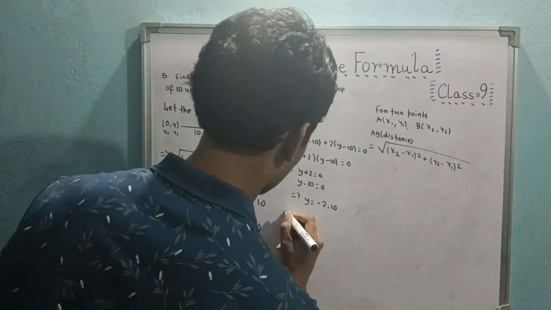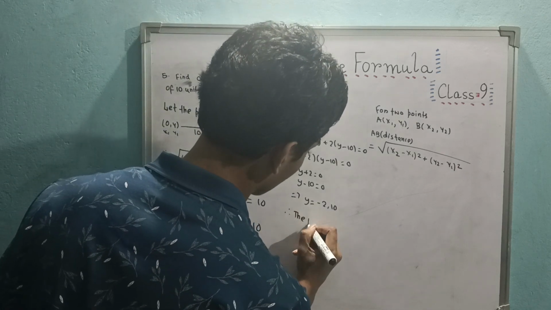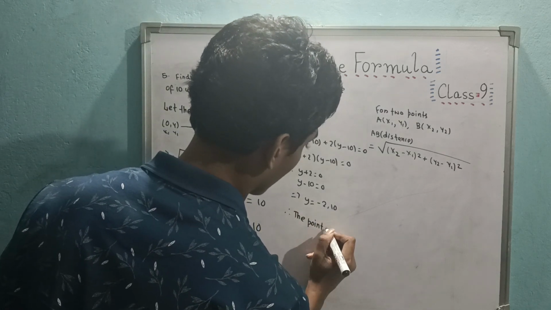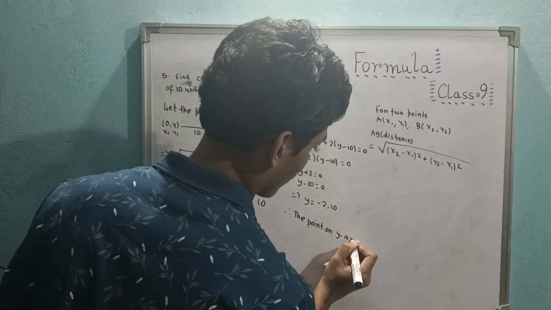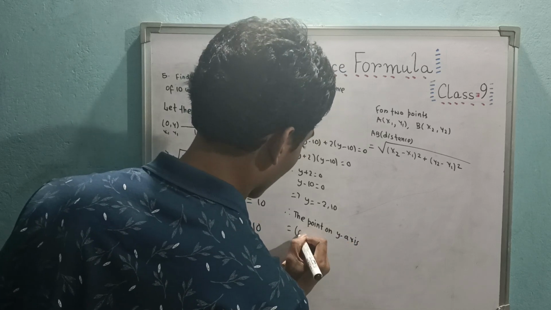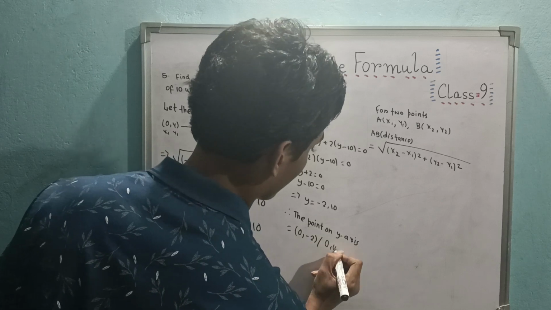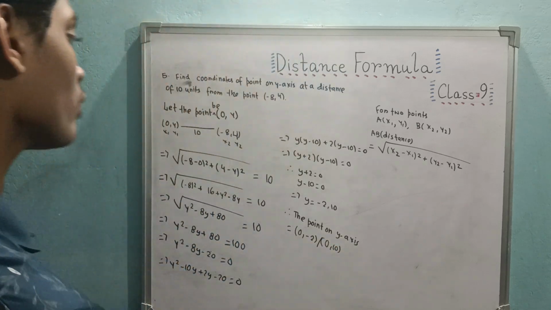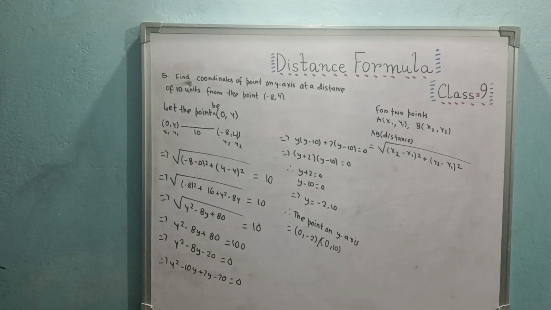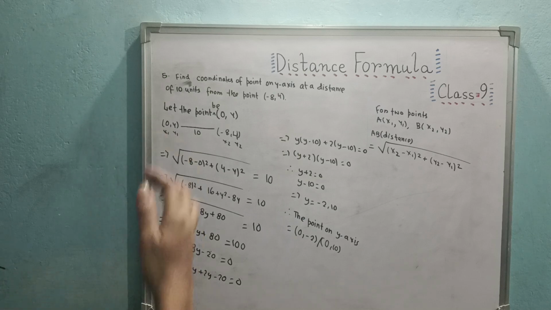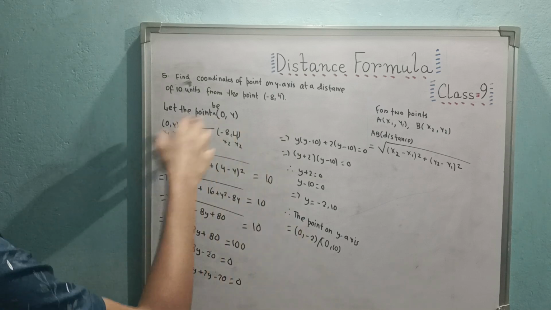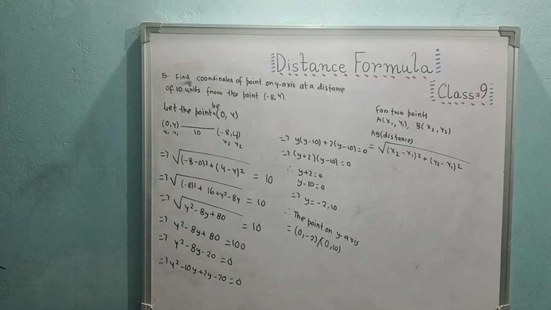Therefore, the point on the y-axis is 0 comma y, the first one 0 comma minus 2, or 0 comma 10. Two points are possible, because two values of y are there. So these can be the points on the y-axis at a distance of 10 units from this point. So that's the answer. I hope it's clear to you.